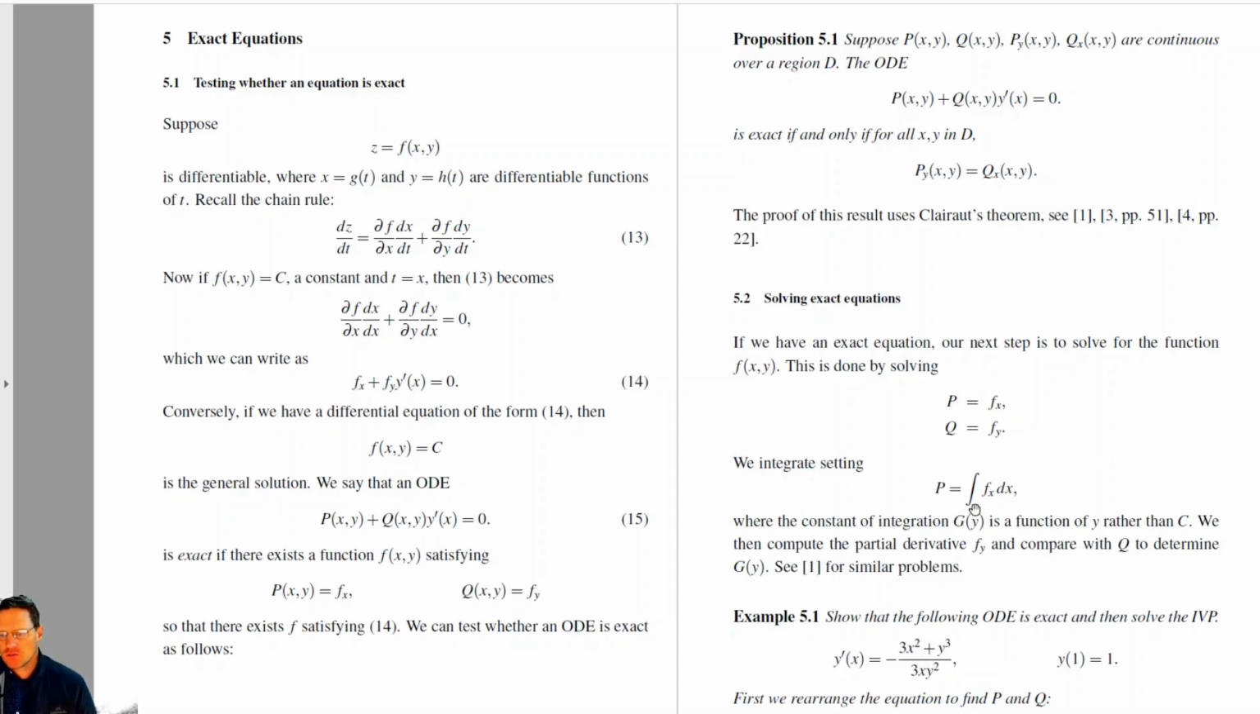Okay, so where the constant of integration is a function of y rather than c. Right, so I should note that this is a partial integral, even though we have an ordinary d. It's just the convention to use an ordinary d there.